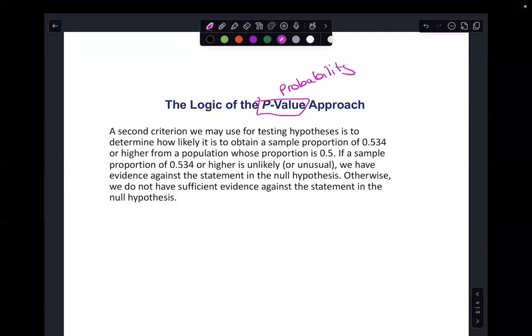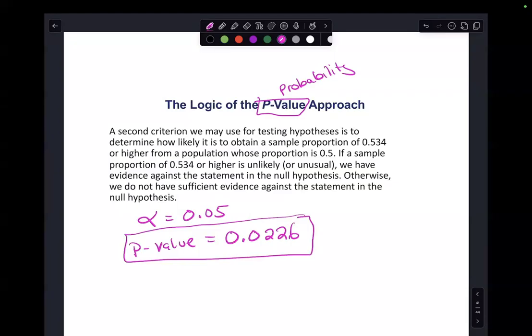So we just had 0.0226. Let's say I have an alpha of 0.05, so my alpha is 5%, and my p-value is 0.0226. This probability is less than my alpha. Therefore, I would reject the null hypothesis, because the probability of getting that sample is less than the predefined alpha.